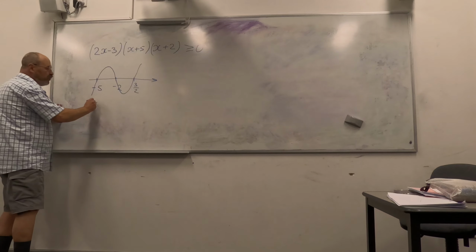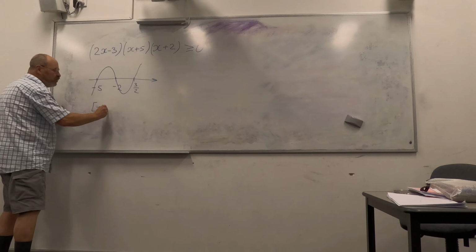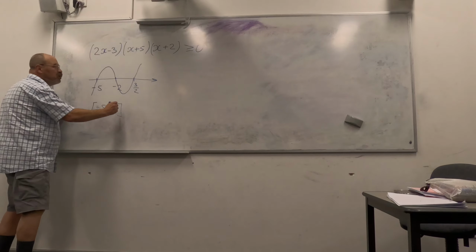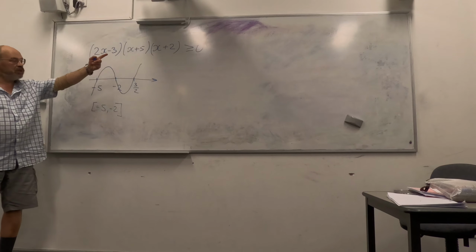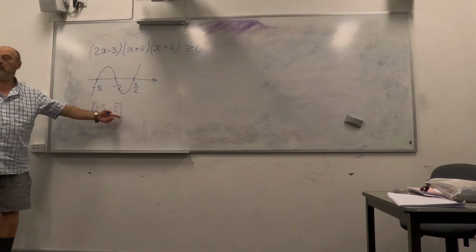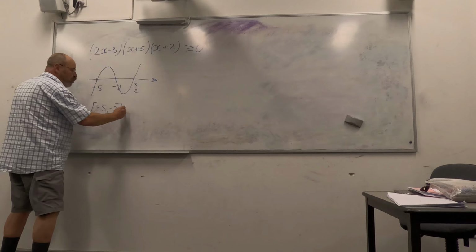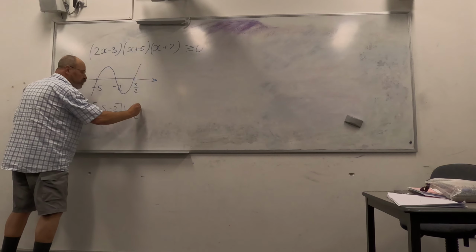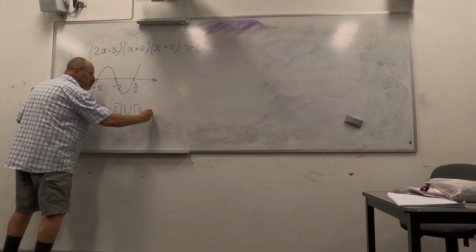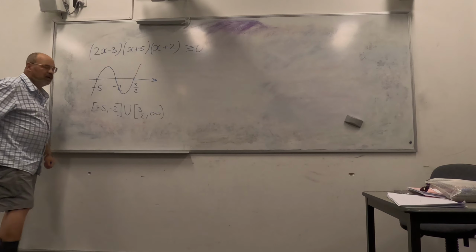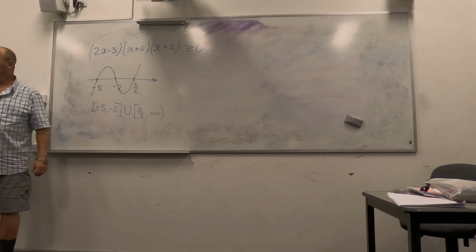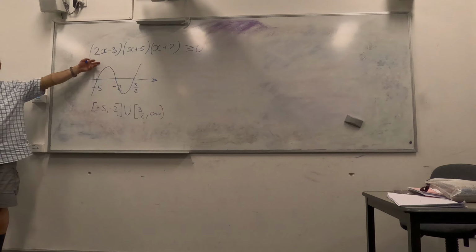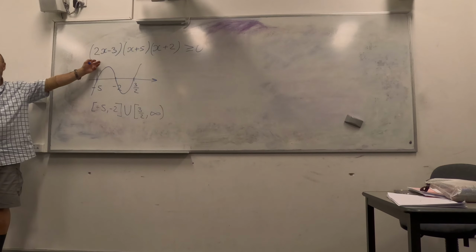So we have from -5 to -2, inclusive because it's greater or equal. If it were just greater, then they would not be included. And also, it is from 3 on 2 to infinity. That's easy. So solving cubic inequalities is very easy. But you need to have your cubic expression in factorized form.